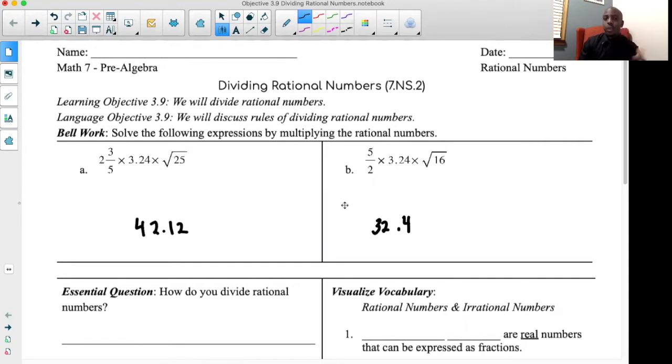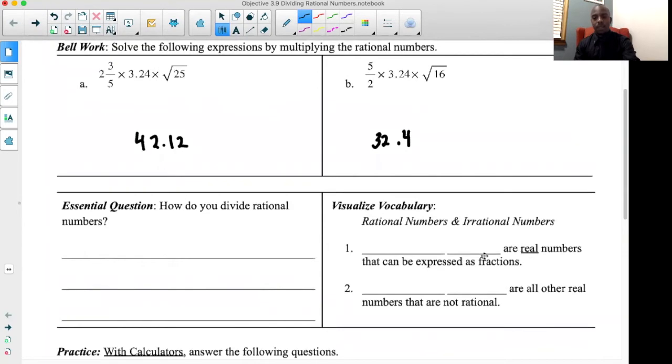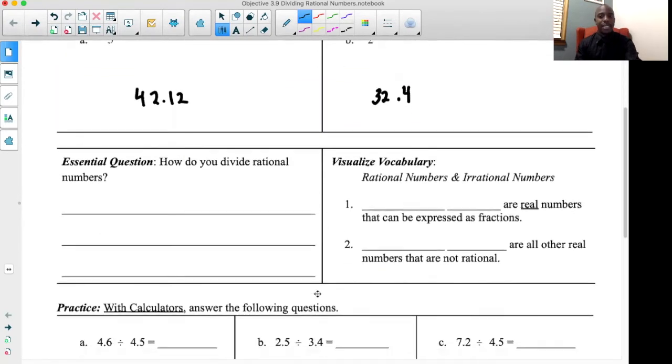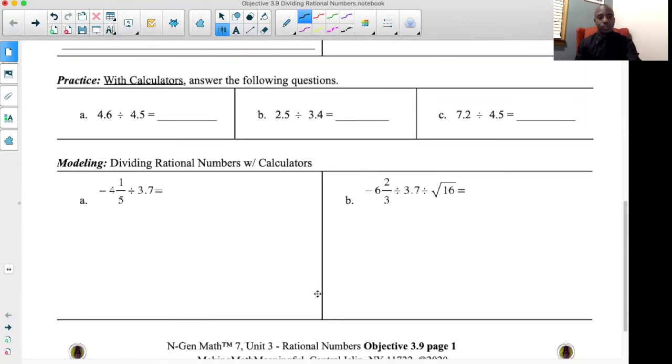A refresher for you guys: a rational number is any number that can be turned into a fraction, a terminating decimal, or a repeating decimal. Those are considered rational numbers. My base definition for most people is, if it can turn into a fraction, it's considered rational. If it cannot, then it's considered something called irrational.